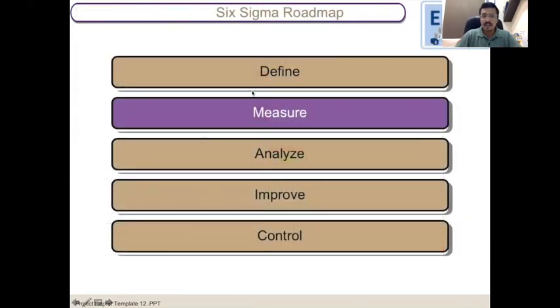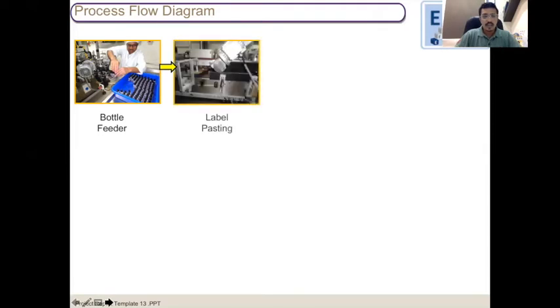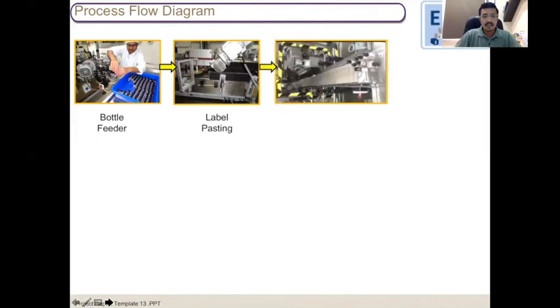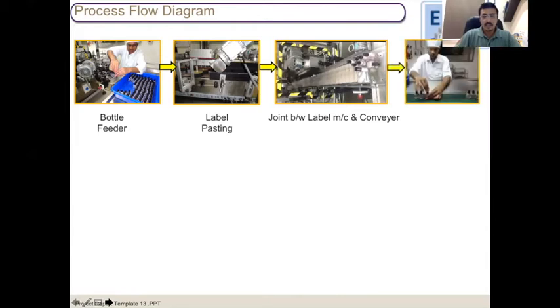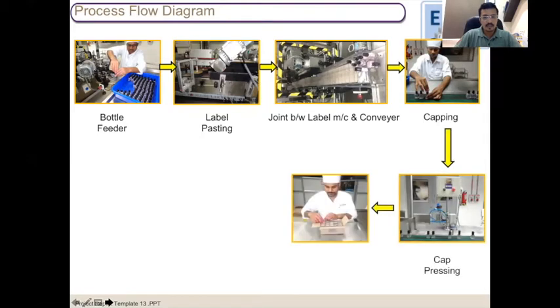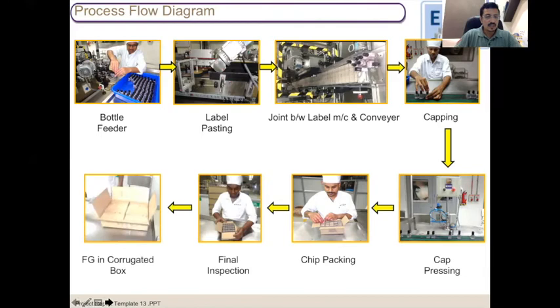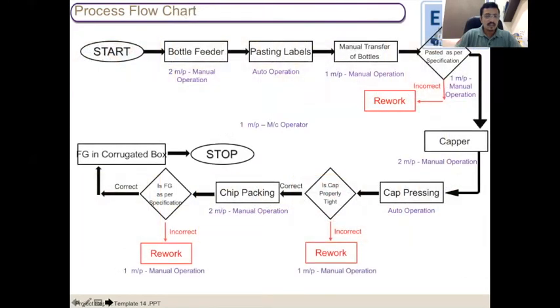So after defining the project, they are coming to the measure phase. If you see the measure phase, you have the process flow diagram. You can just have a look at the pictures. The bottle feeder, the filled bottle would go to the label pasting, and you are pasting the label there, and then it goes to the joint between the label machine and conveyor, and then it goes to the capping machine, and from there to the cap pressing. From there it goes to the chip packing, then to the final inspection, and then you are packing it into corrugated boxes, right? So this is the schematic diagram of the process flow.